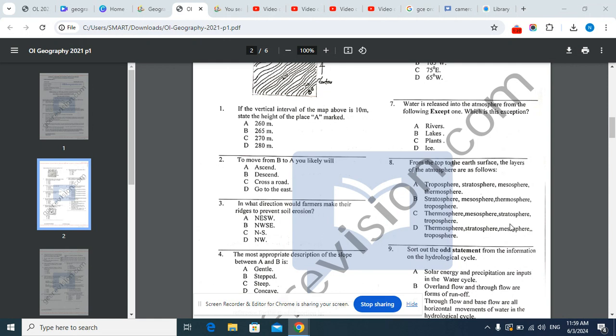Question 2. To move from B to A, you likely will. The answer is B. Question 3. In what direction would farmers make their ridges to prevent soil erosion? The answer is A.